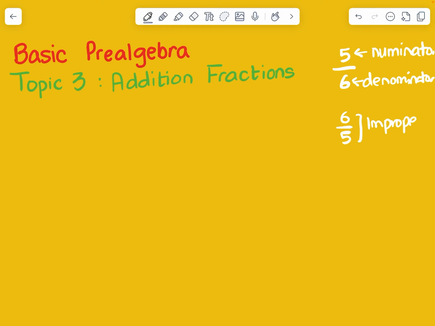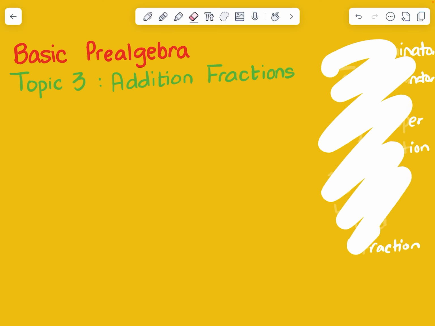Similarly, if you're given a fraction like this, or a fraction like this, these are called mixed fractions. So just some basic terminology to know before we move on.